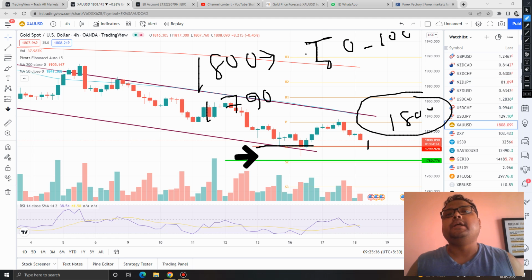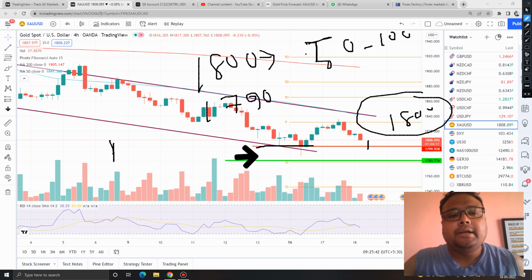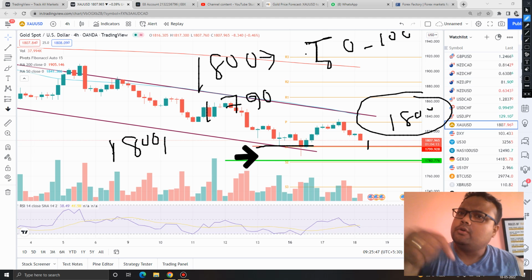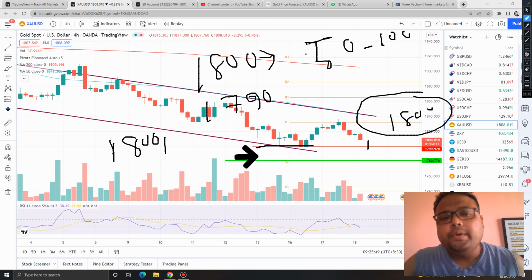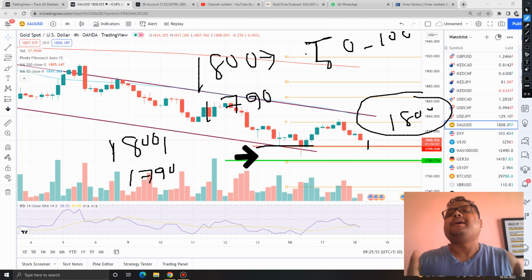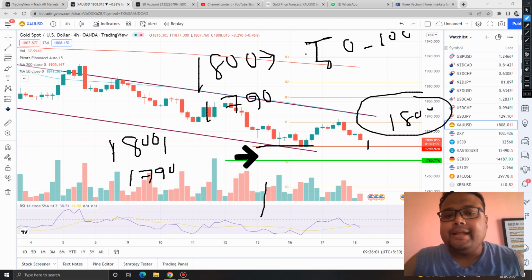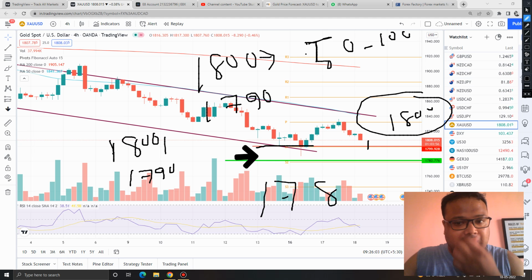Otherwise, just avoid it. And if the present selling continues, then there's a possibility that gold will break the 1800 level and go down towards 1790. So you can expect to make 40, 50, 70, 80 pips if gold breaks the 1800 level, if the selling pressure is high enough. And the next important support for gold is around 1780.